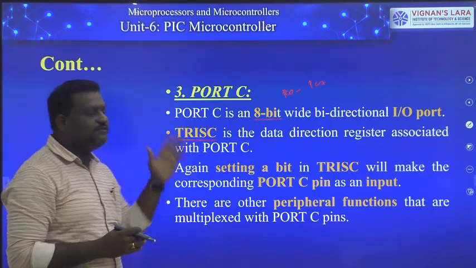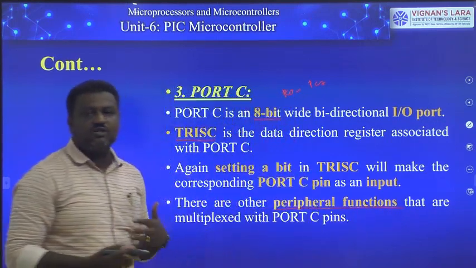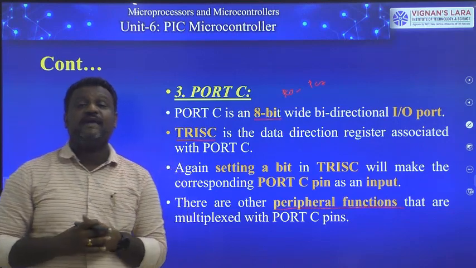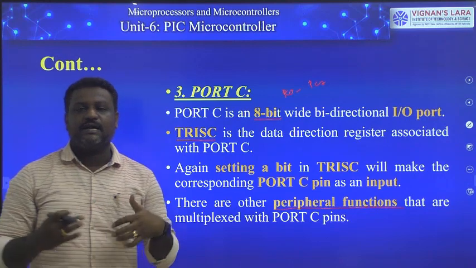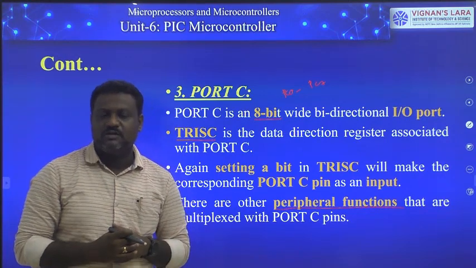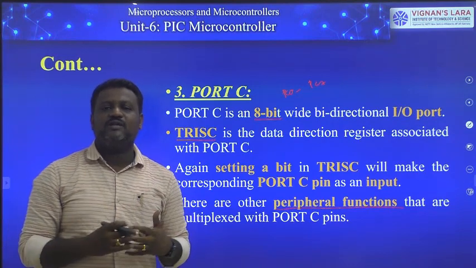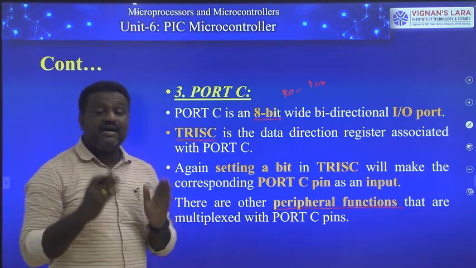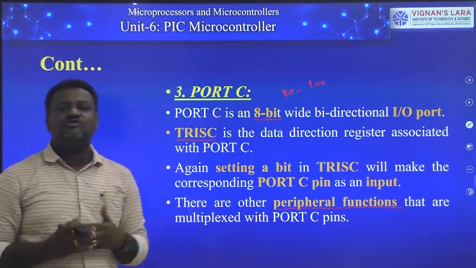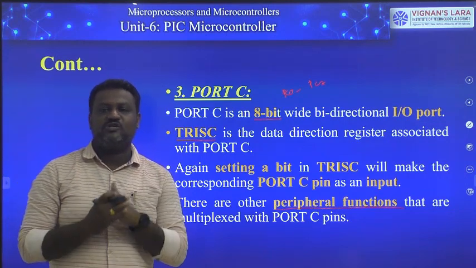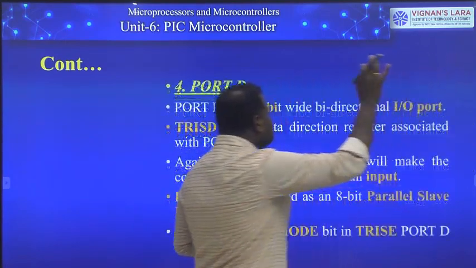And the alternate functions of port C are different peripheral functions, because your PIC 16F877 has different peripherals, like CCP ports, that is the capture, compare and PWM module ports, and you have USART ports, and you have synchronous serial ports. All these things we consider as peripherals. Their related functions we do with the help of these port C signals. That is considered as the alternate functions of port C. So you have to remember that, friends, about port C.